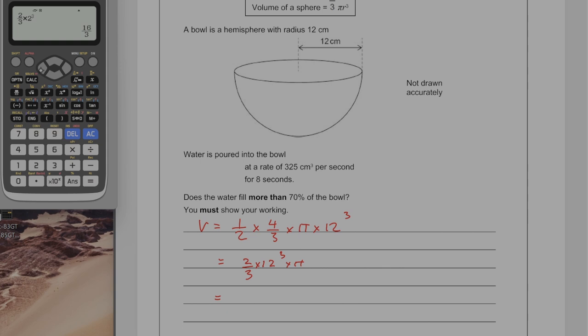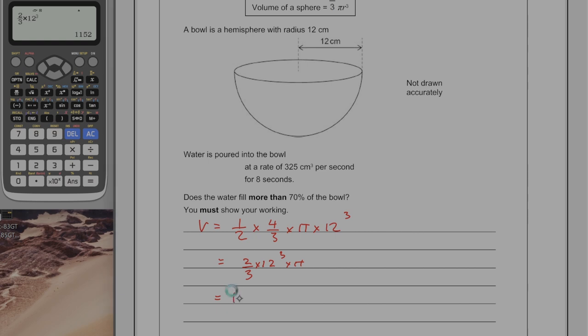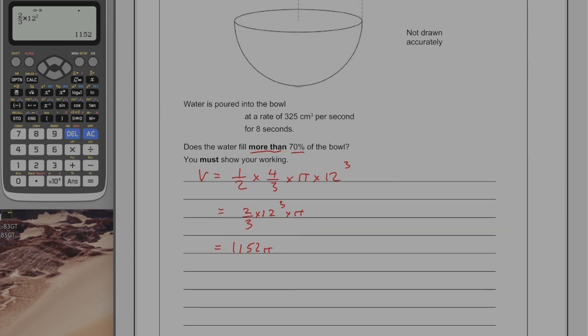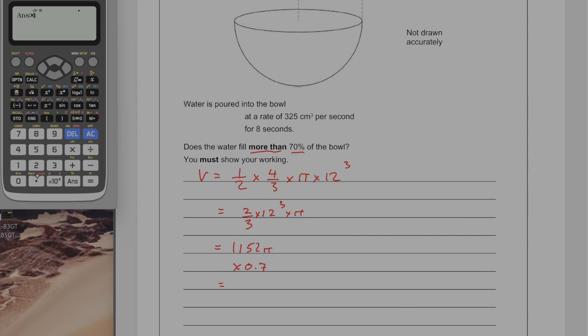That looks more like it. So we've got a volume of 1,152 pi. I want to find out what 70% of that is, because does the water fill more than 70% of the bowl? So if I times that value by 0.7, that'll give us 70% of the volume.